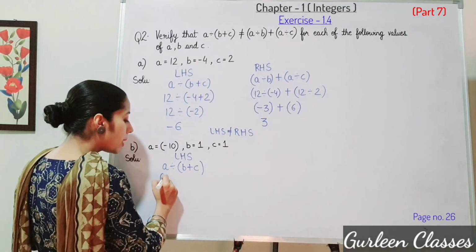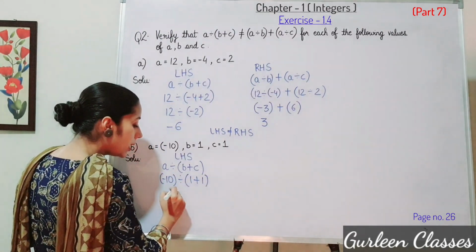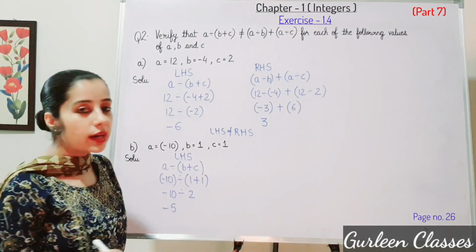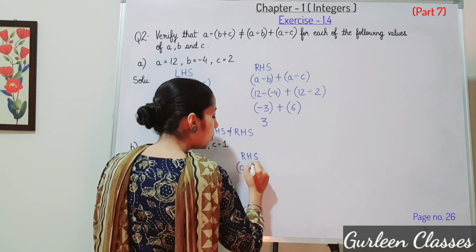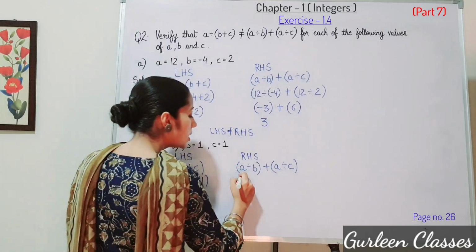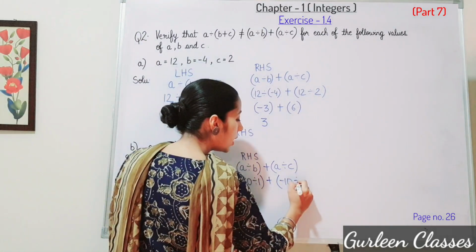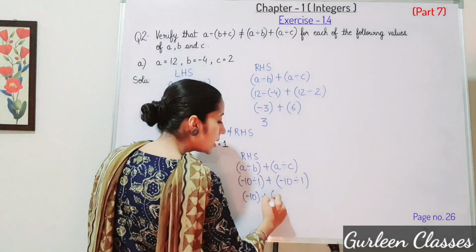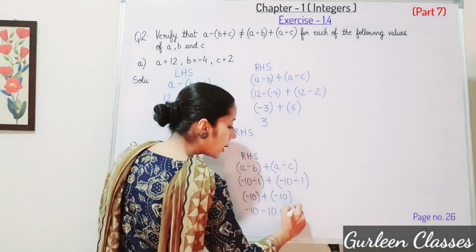So the value of A is minus 10 divided by 1 plus 1. So minus 10 divided by 2, it will be minus 5. LHS is coming minus 5. So solve here RHS. RHS, A divided by B plus A divided by C. Value of A is minus 10 divided by 1 plus minus 10 divided by 1. Minus 10 divided by 1, it will be minus 10 plus minus 10. It is coming minus 20.